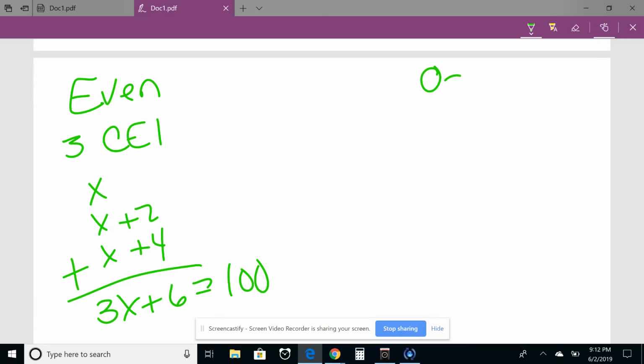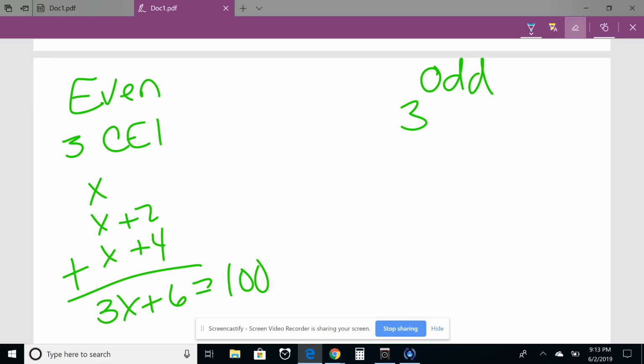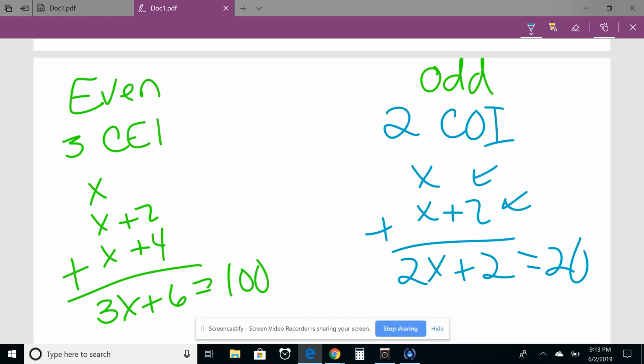Now, I said odd, 3 consecutive odd integers. I won't say 3 for this one. Let me say 2 consecutive odd integers. Again, it would be x and x plus 2, which we'll say are 2 consecutive odd integers whose sum is 20. You add them together, you get 2x plus 2 equals 20. Again, once you get your x, you plug them back in to your terms.